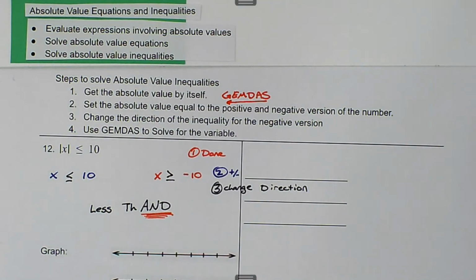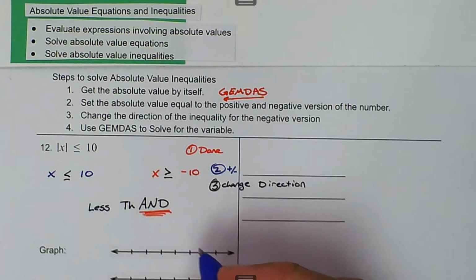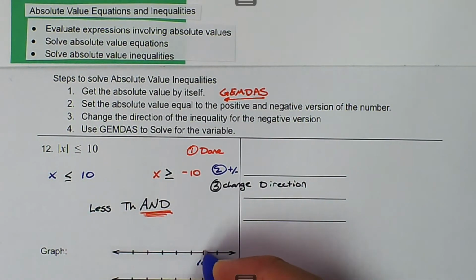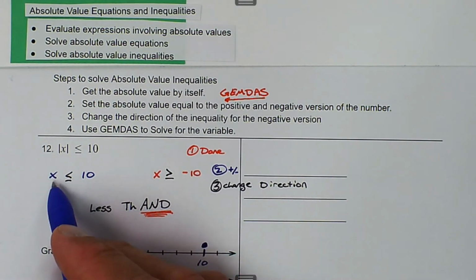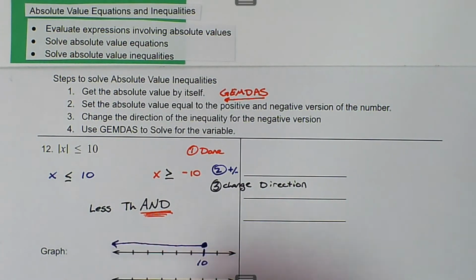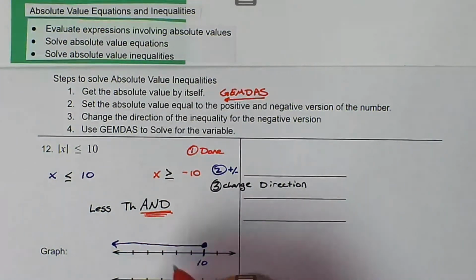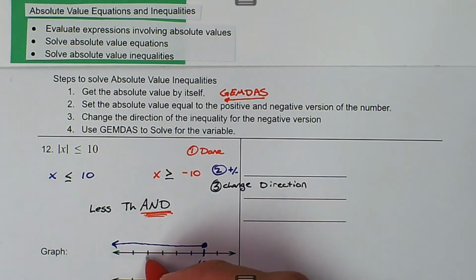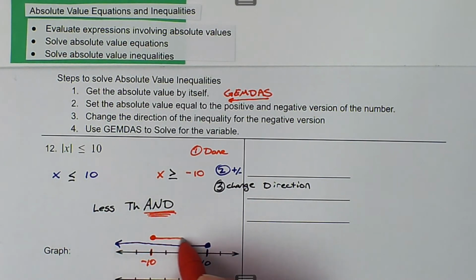So I'll show my work on the number line. So here we have x is less than or equal to 10. So less than or equal to 10, I'm going to put 10 right here on the number line. Less than or equal means closed dot, and the variable's on the left, so I'm going to shade the same direction that it was before. Then here we have x is greater than or equal to negative 10. So I'm going to put negative 10 right here. Greater than or equal to, so that's still going to be a closed dot, and I'm going to shade to the right.